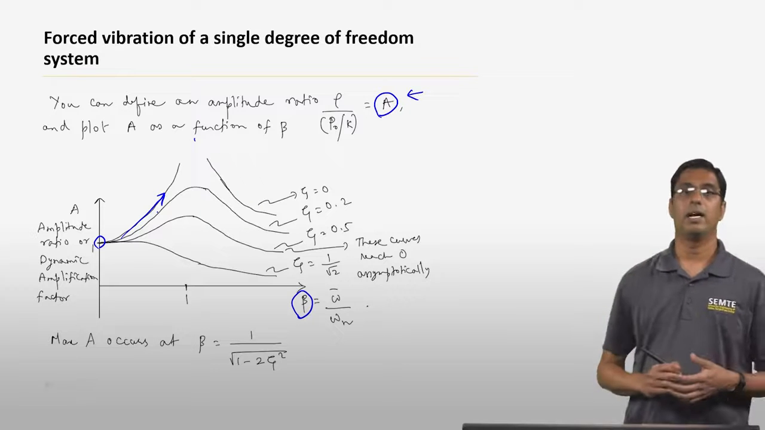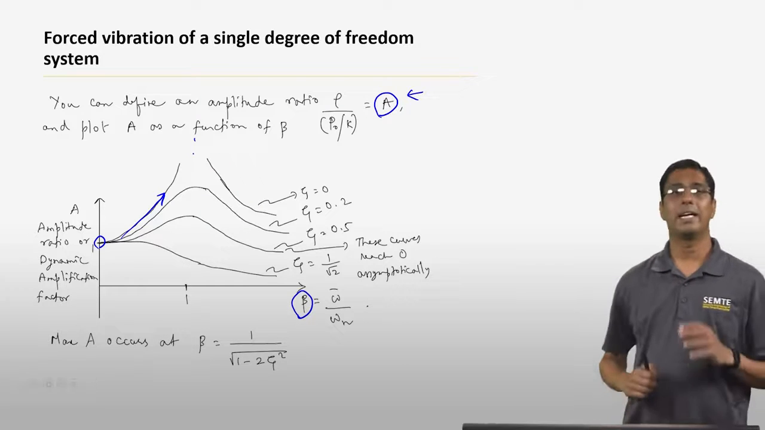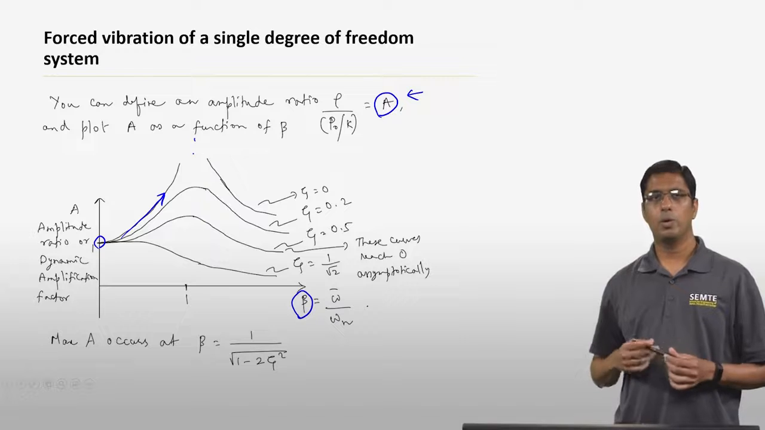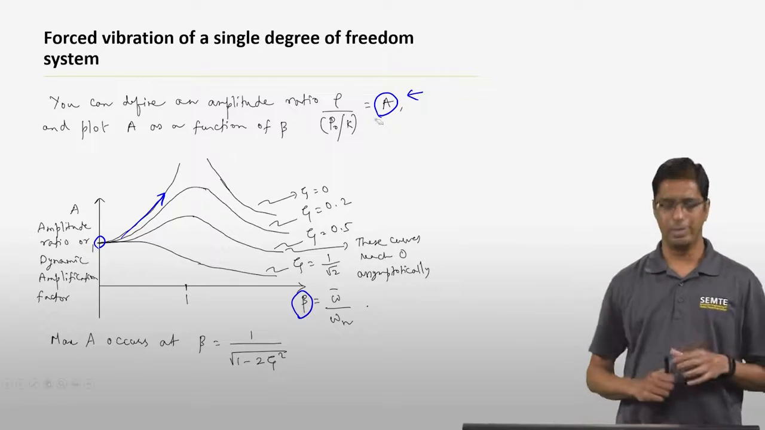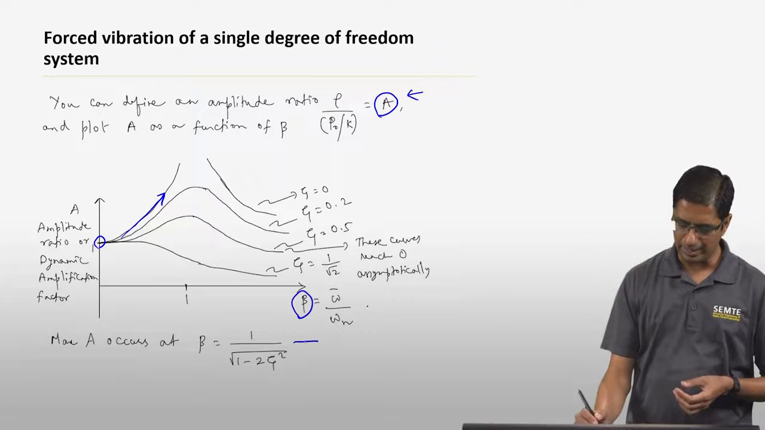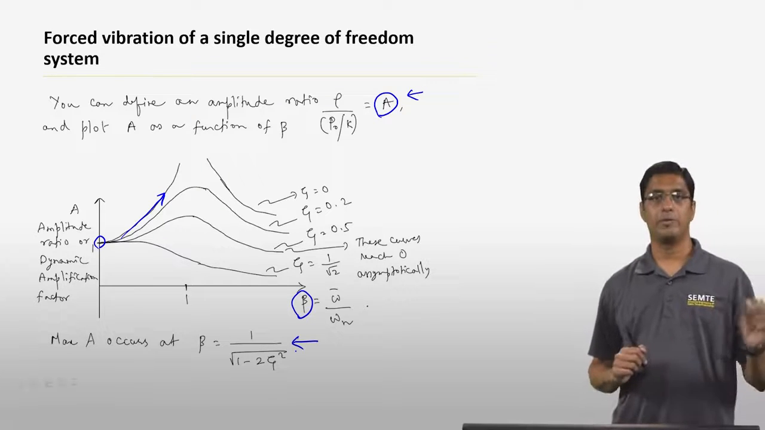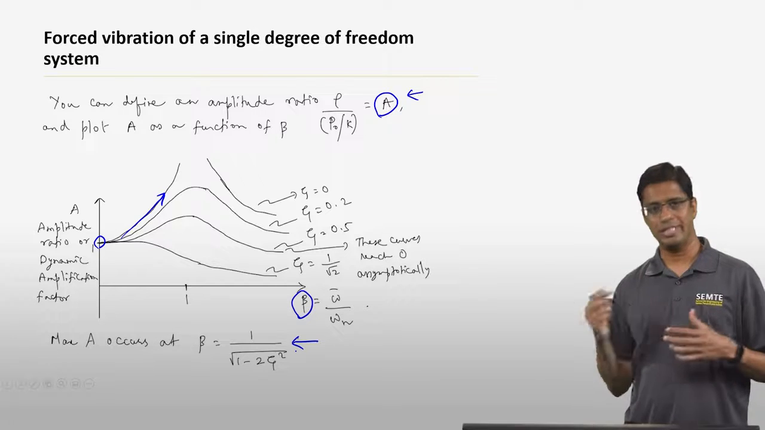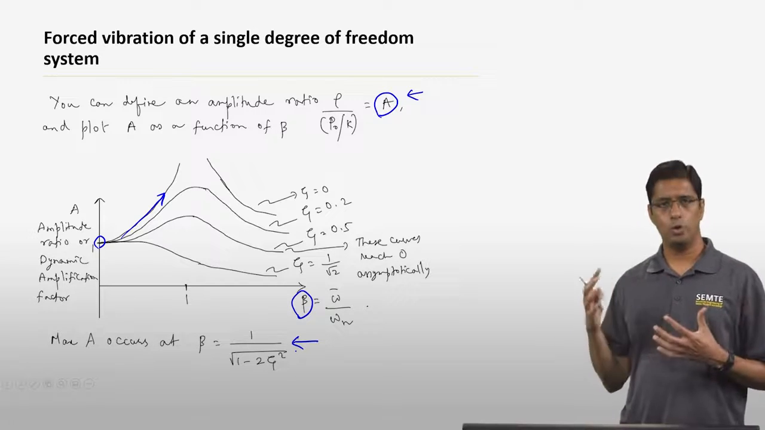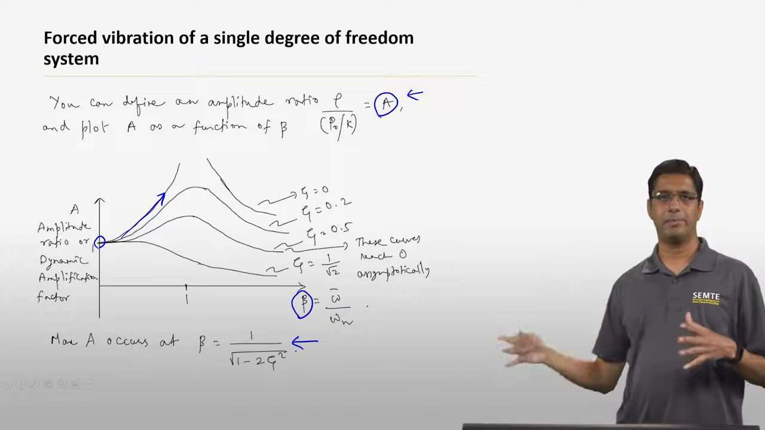But now, as you start increasing the frequency at which you are applying the force, then the amplitude usually increases. Okay? And then it essentially gets a maximum value close to beta equal to 1. It is not exactly equal to 1. It is actually close to 1. And the actual number is given by the square root of 1 minus 2 zeta squared. So zeta is usually small.